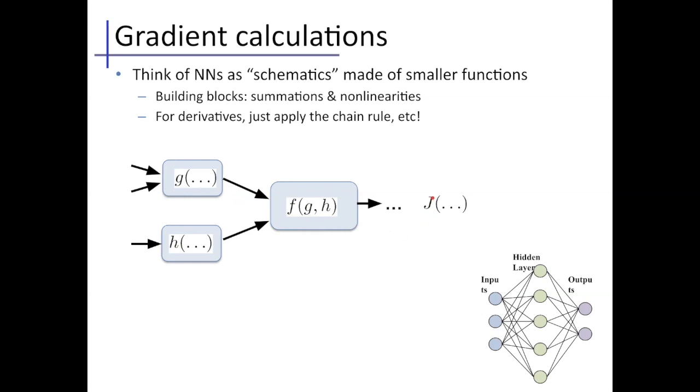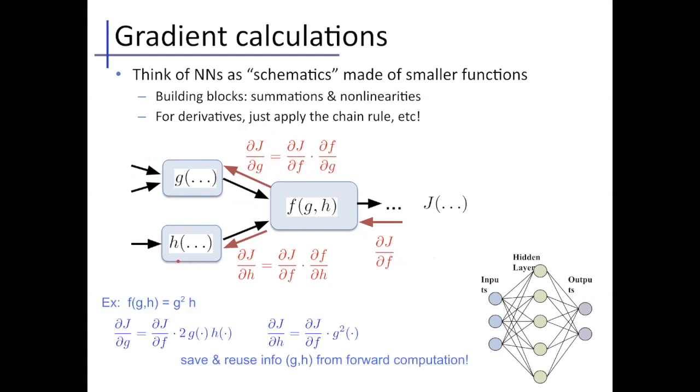I want to calculate the gradient of the function J with respect to g. How do I do that? Well, the way you do it is this. You calculate the gradient with respect to f first, and then you calculate the gradient with respect to g by applying the chain rule. The gradient with respect to g is going to be the gradient of J with respect to f, and then the gradient of f with respect to g, right? You calculate this first, and then calculate this one to derive these.